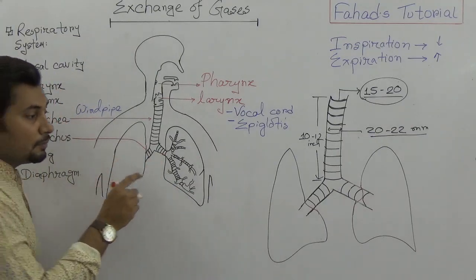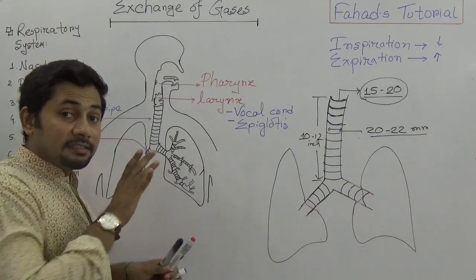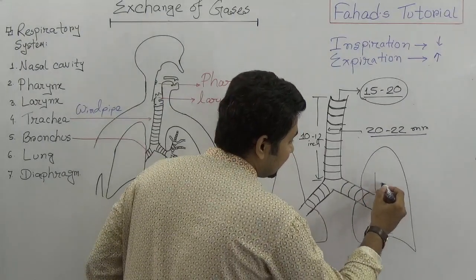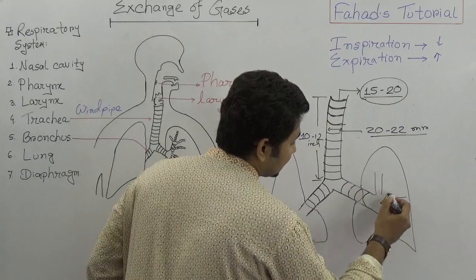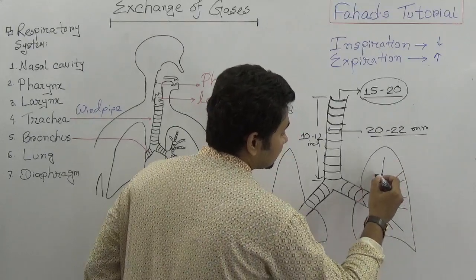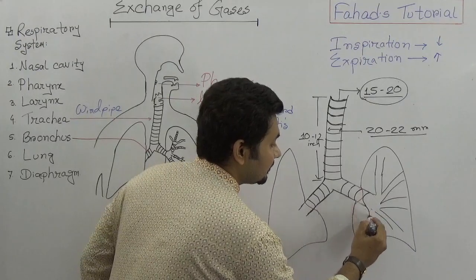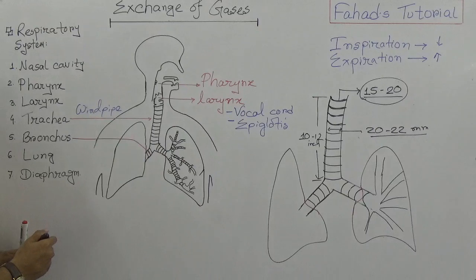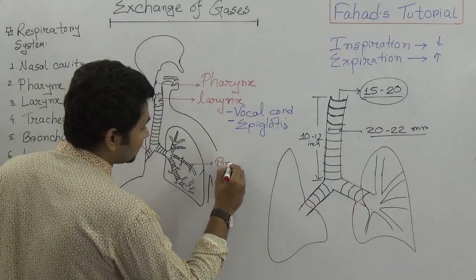And you know that when the bronchus is entering the lungs, it again divides into different branches, and these branches are known as bronchiole. So these are the branches known as bronchiole. This is called bronchiole.